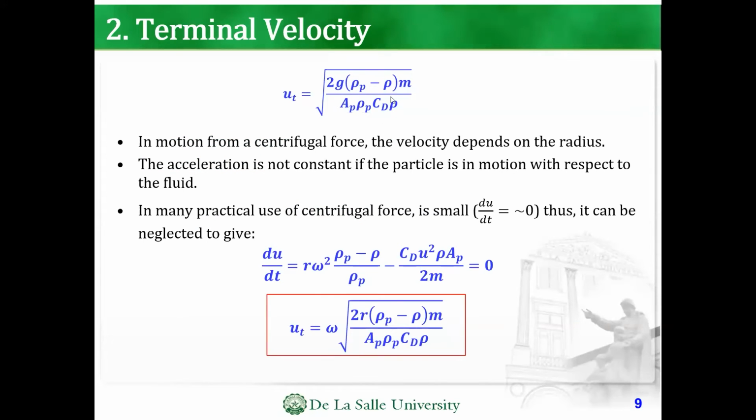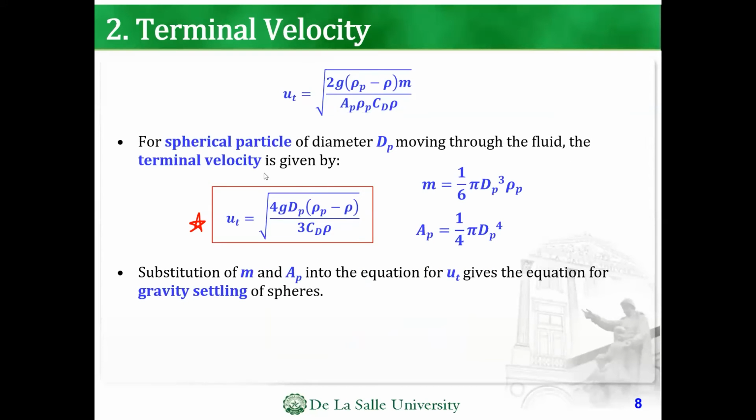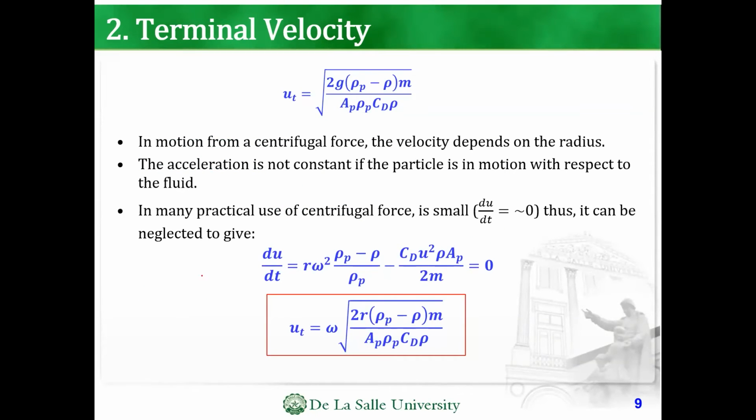In motion from a centrifugal force, again taking note of the general equation for terminal velocity, the velocity depends on the radius. The acceleration is not constant if the particle is in motion with respect to the fluid. In many practical uses, the centrifugal force is so small that this term is approximated to zero. Thus, it can be neglected, giving rise to this. So here, you'd be able to see the difference between this term and the other term. So please do take note of this as your other equation.